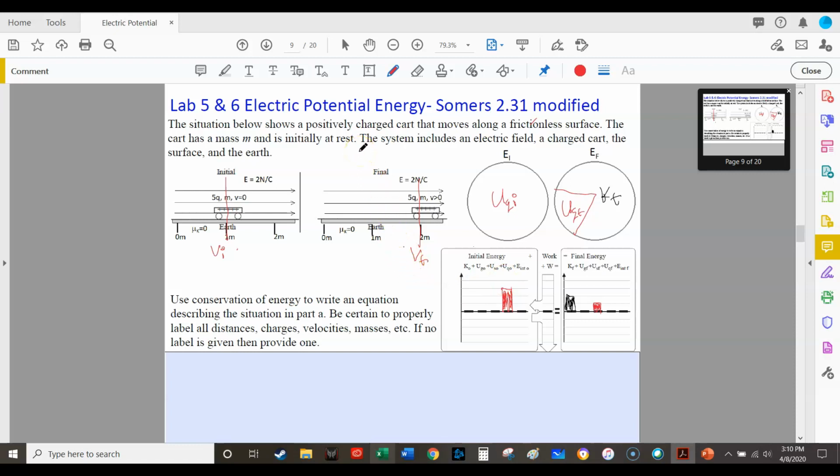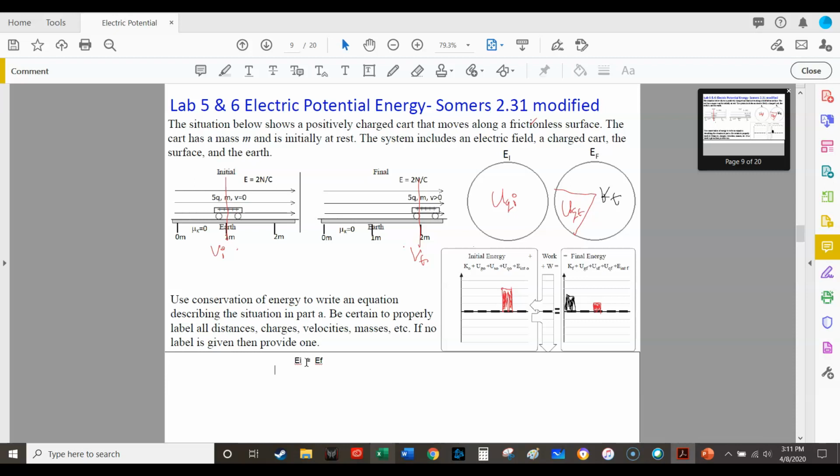So in this area right here, I'm going to start off and I'm going to say initial energy is equal to final energy. Whoops, didn't mean to bring that up. Well, I erased all that. Initial energy is equal to final energy. All right.